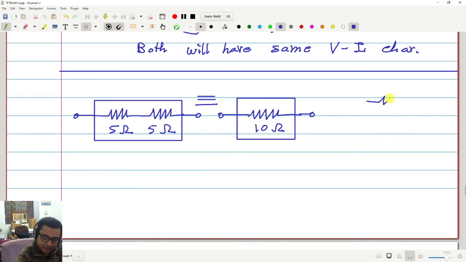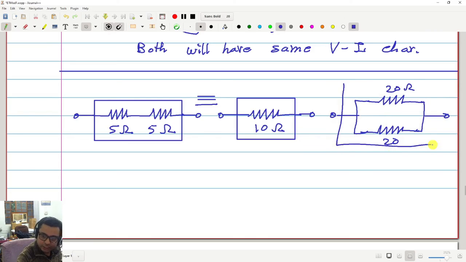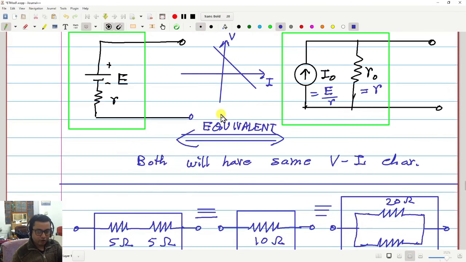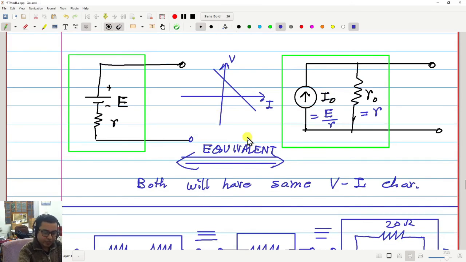Similarly, in fact, you can take two resistances in parallel, say 20 ohm each, and you put that also inside a box. You cannot distinguish among any of these three. In fact, you can make many such other possible combinations. So all are equivalent. From outside, you cannot tell them apart. You cannot say which is which. That is one way of explaining equivalence.